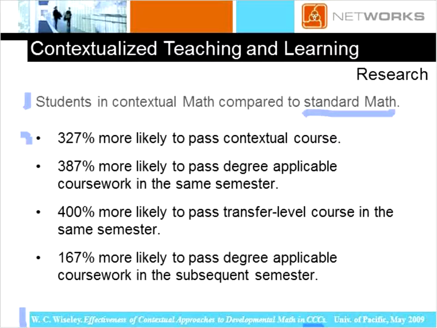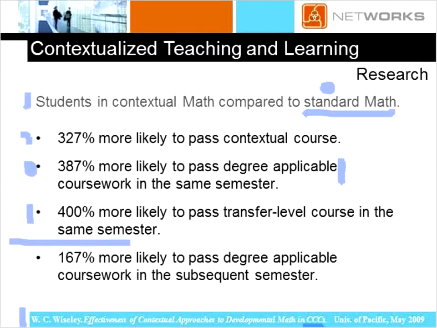327% more likely to pass a contextualized course versus, of course, this standard math course. 387% more likely to pass degree applicable coursework in the same semester. So this is not necessarily another math course. It's just other degree applicable coursework in that semester. 400% more likely to pass a transfer level course in the same semester.